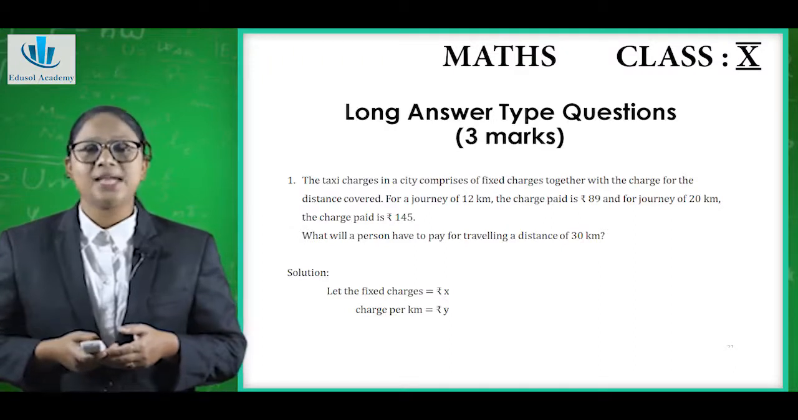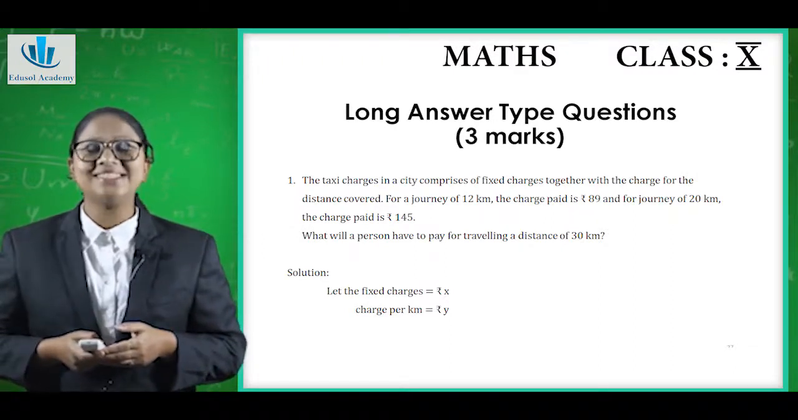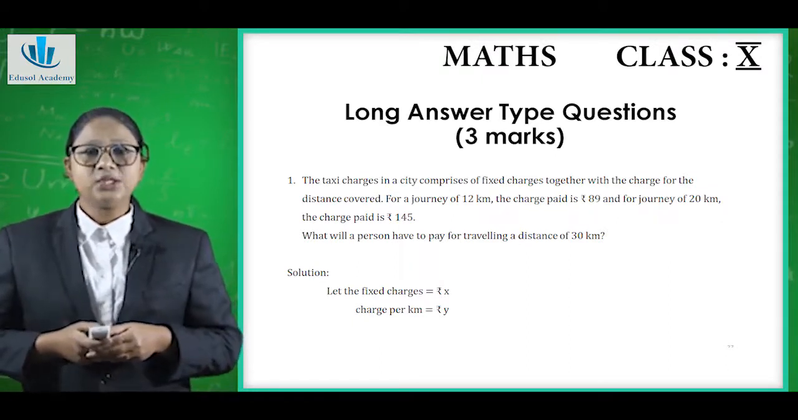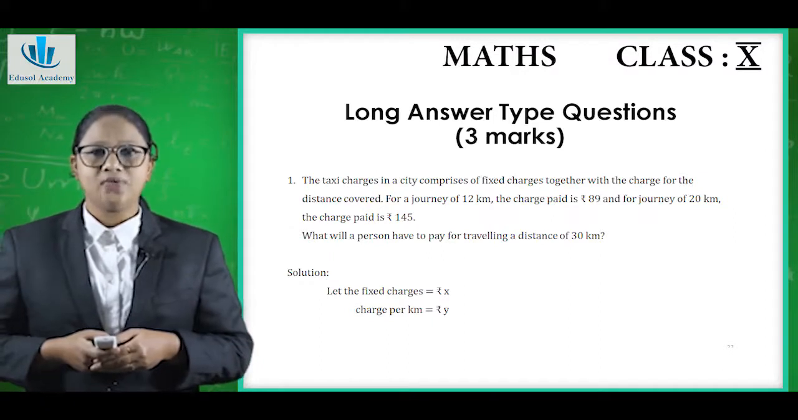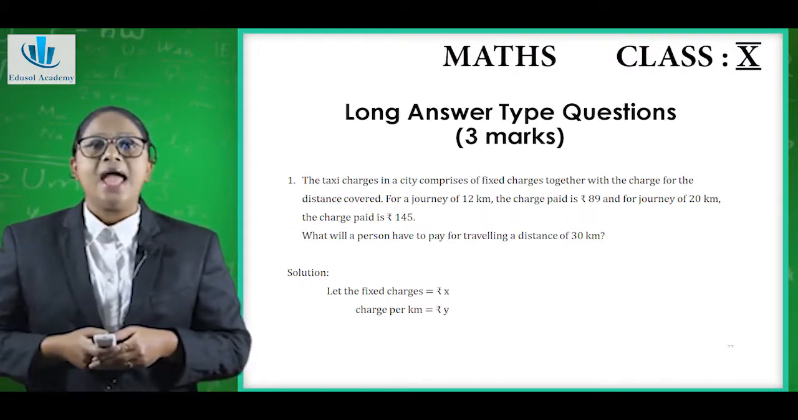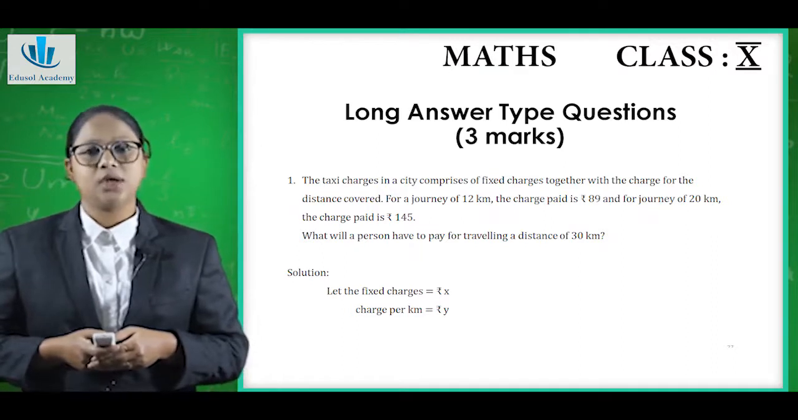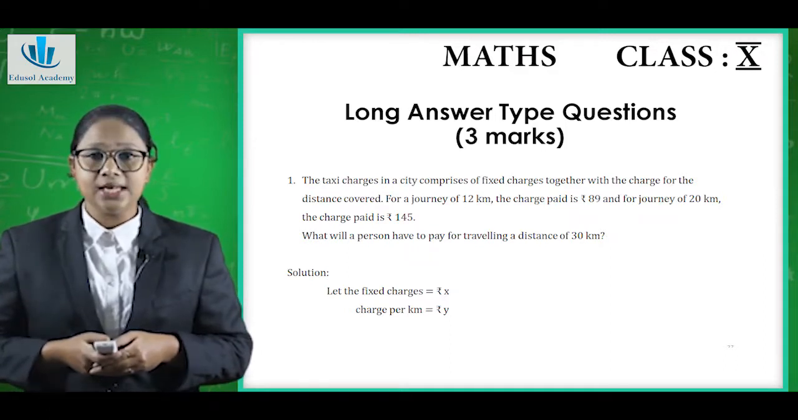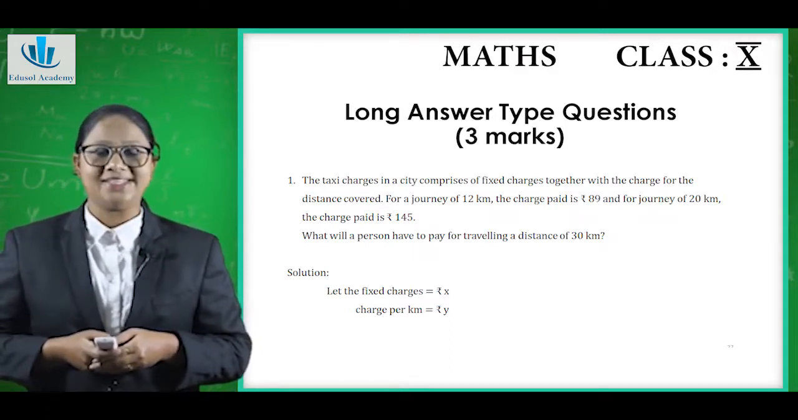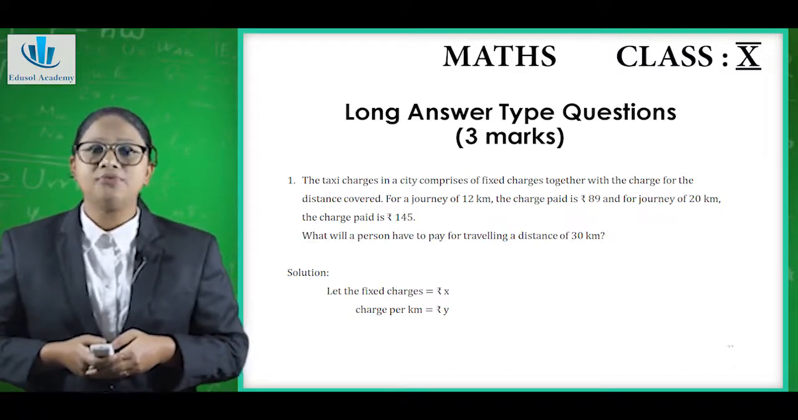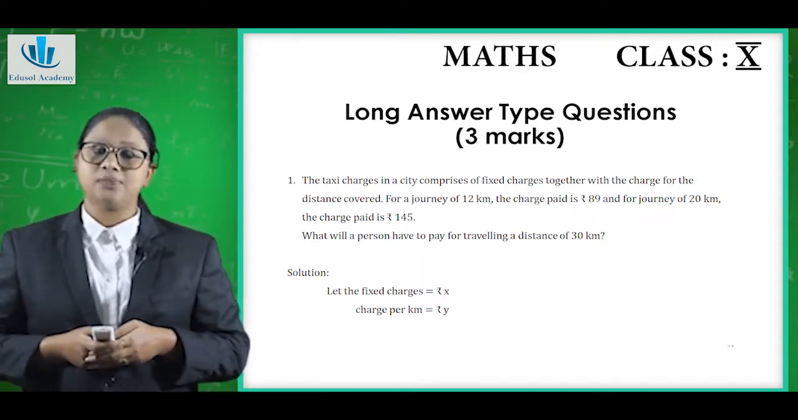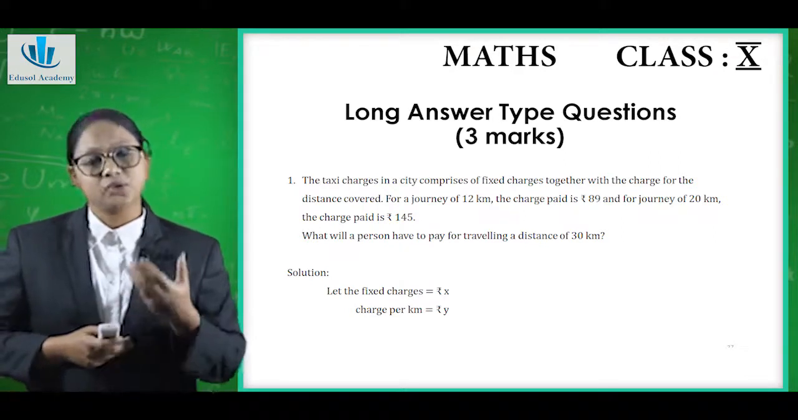Moving on to the next type of questions, long answer type questions carrying 3 marks each, usually asked in the third section. The taxi charges in a city comprise fixed prices together with the charge of distance covered. For a journey of 12 km, the charge paid is rupees 89, and for a journey of 20 km, the charge paid is rupees 145. What will a person have to pay for traveling a distance of 30 km? So we have to find the charge for 30 km.